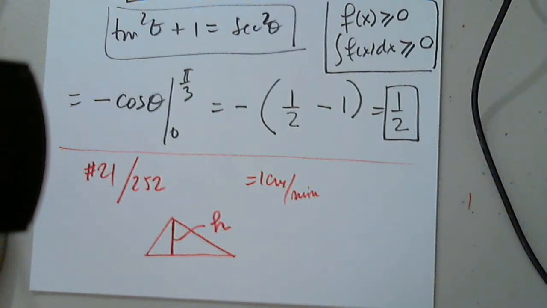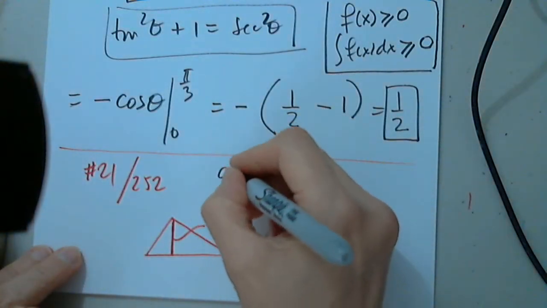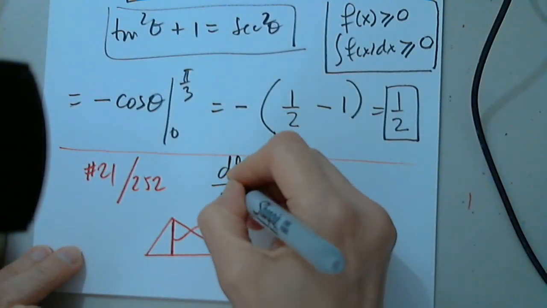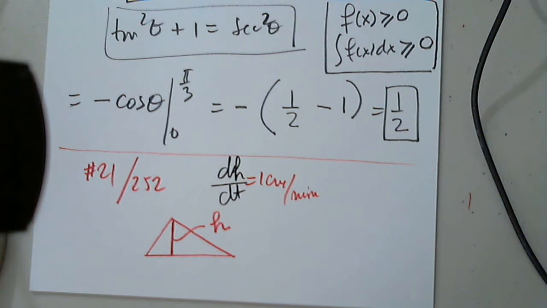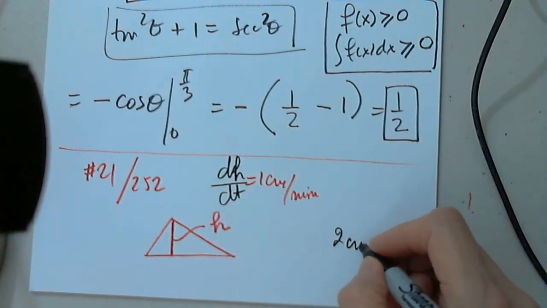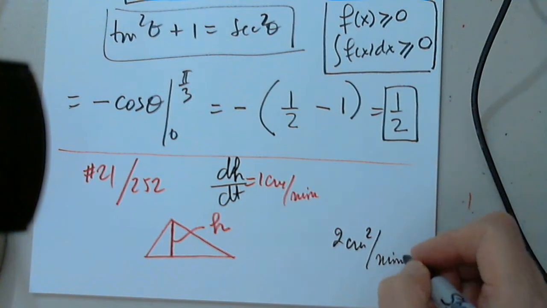The altitude of a triangle is increasing at a rate of 1 centimeter per minute. Was it like dH over dt? Yes, dH over dt. Awesome. Now we can read on. While the area of the triangle is increasing, it is increasing at a rate of 2 centimeters squared per minute.